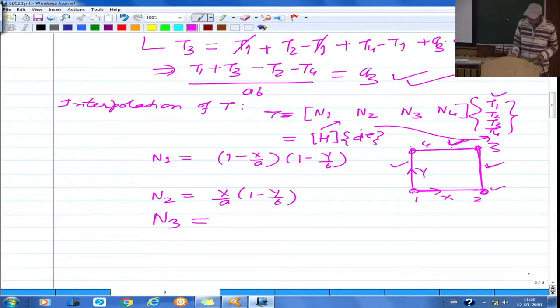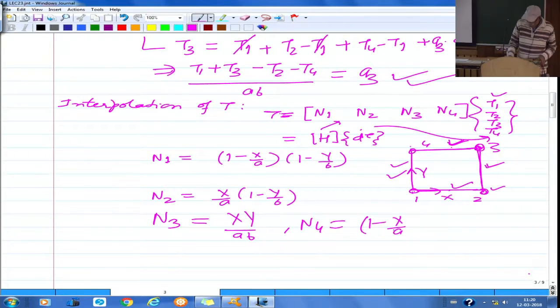The same way you can write for n3. You will find n3 would be xy upon ab, which is the equation of this line times the equation of this line. And n4 would be the equation of this line and this line, 1 minus x by a into y by b. So these are the 4 shape functions. You can write them directly for this rectangle. They are also Lagrange interpolation functions.